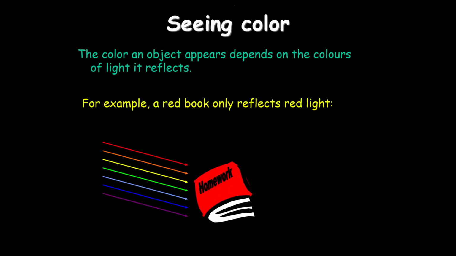So how do we see in color? All right, so here is a binder with homework on it, and it's red.